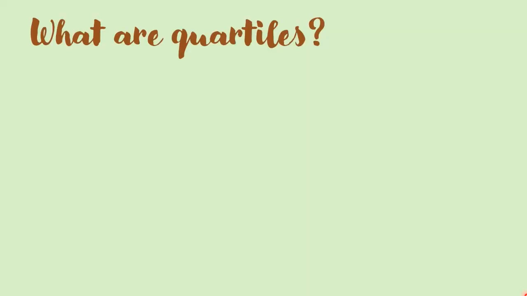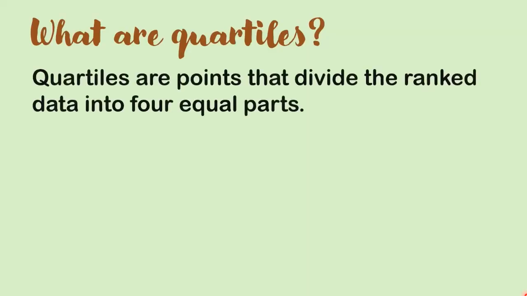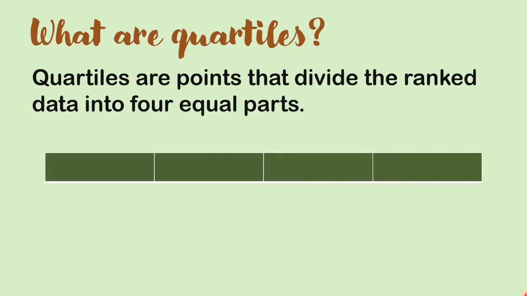Okay, so what are quartiles? Quartiles are values or score points that divide the ranked data into 4 equal parts. Imagine this is your ranked data. Ranked data means you arrange your data from least to greatest, from smallest to largest, and your data is cut into 4 equal parts.